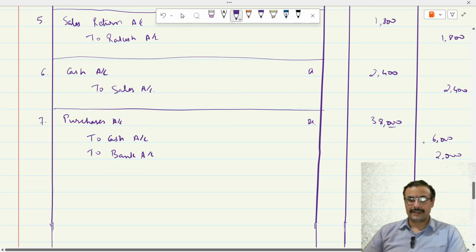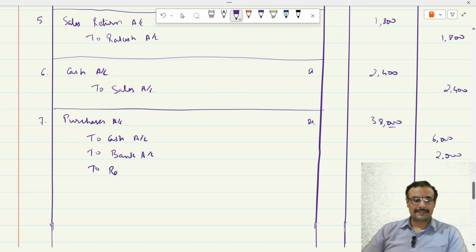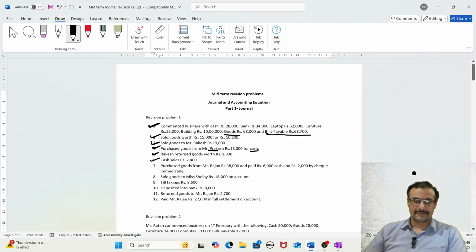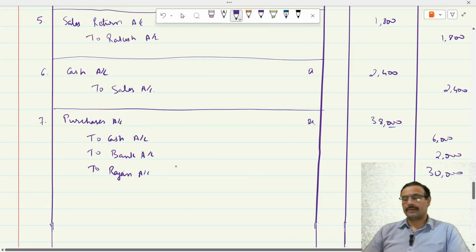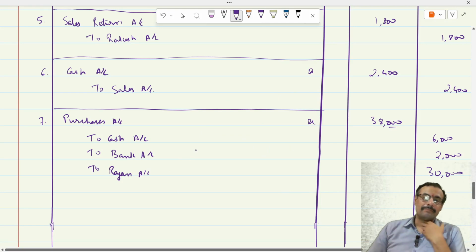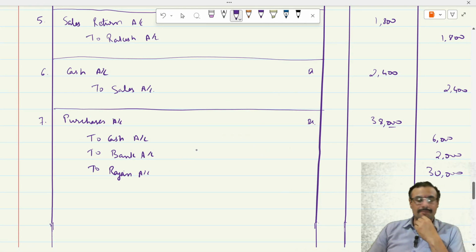38,000 minus 8,000. So it will become to Rajan account 30,000. We'll have to pay Rajan this amount in future. Right? So this is the journal entry. Narration will be: being purchases made from Rajan and paid cash 6,000 and bank 2,000 immediately.